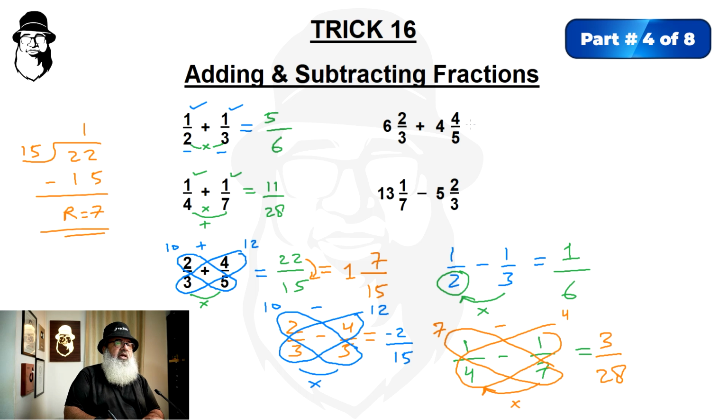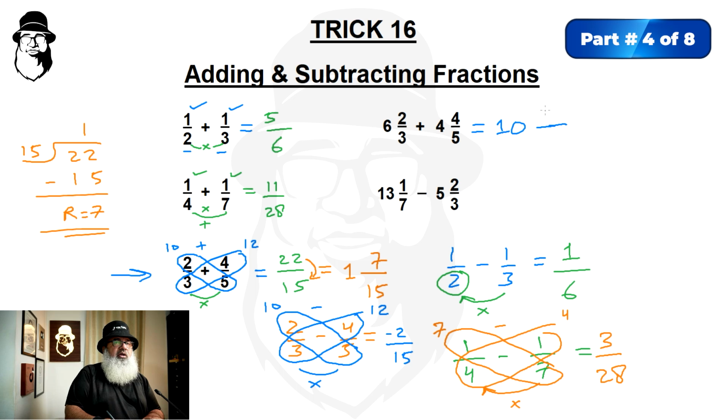Now sometimes when we have whole numbers with fractions, this is called a mixed number, right? We have the whole number and the fraction. I recommend always treating the whole number separately and the fraction separately. So 6 plus 4 is 10. We have this as the whole number and then we add the fractions as we did before. This 2 over 3 and 4 over 5, we do exactly the same method. What we did here, 2 over 3 plus 4 over 5 will give us 22 over 15.